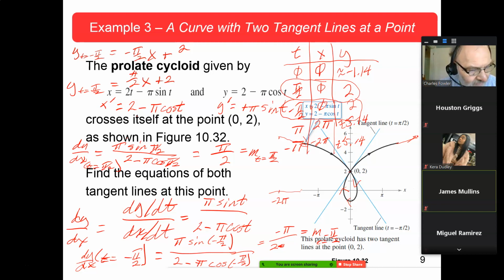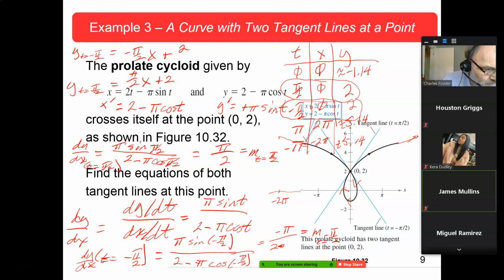Now that's a bit bizarre, but it is indeed true. Now, why in the world they wrote it the way they did, I'm not too sure. They wrote y minus 2 is equal to minus pi halves x, which is what we have here on the top one. And they wrote y minus 2 is equal to positive pi halves x for that one. I don't know why they wrote it that way, but they did.